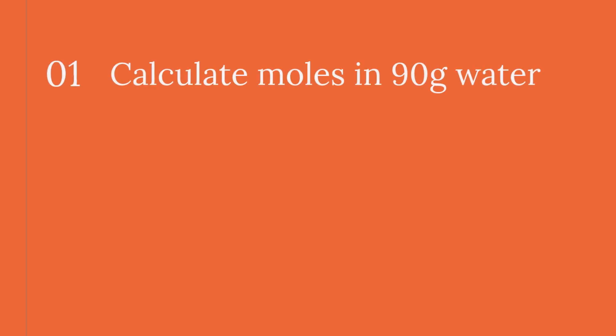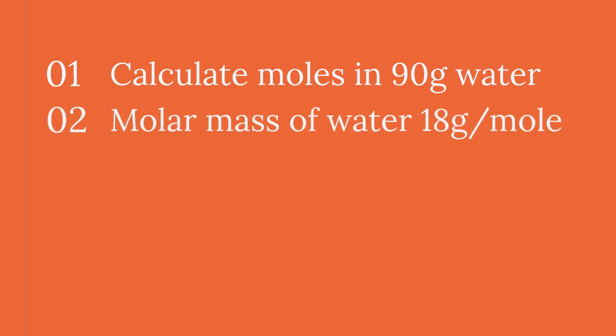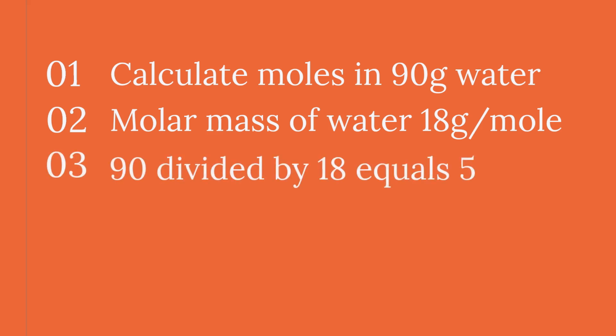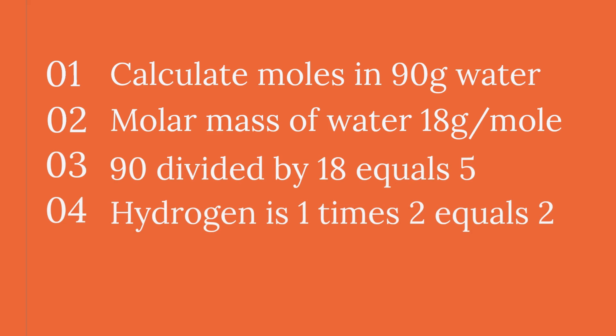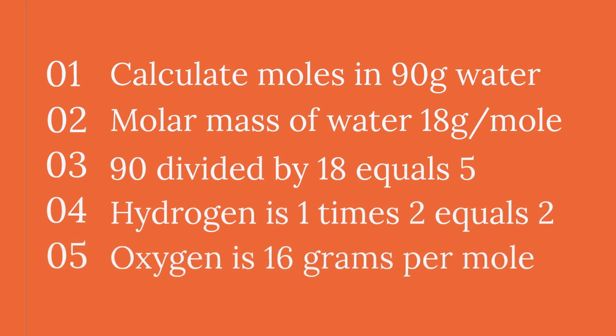Calculate the number of moles in 90 grams of water. Hydrogen is 1 times 2 equals 2, and oxygen is 16. The molar mass of water is 18 grams per mole. Divide 90 by 18 to get 5 moles. Accurate molar mass is essential for compound calculations.